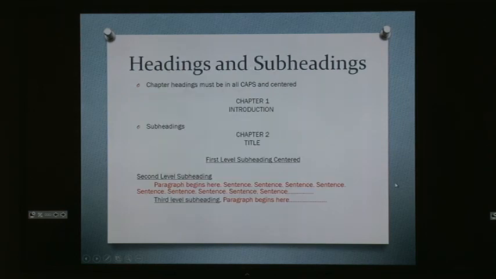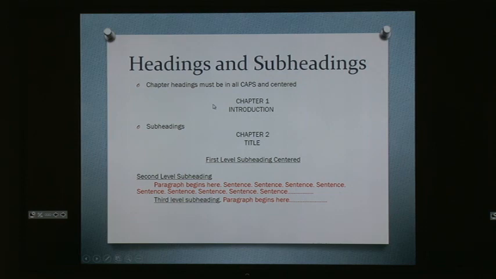Okay, so headings and subheadings. Again, these examples are in the thesis guide. The chapter headings are in all caps and centered. And then first level subheadings are centered. They can either be underlined or italicized, but whatever you choose, be consistent. Second level subheading is flush with the left margin. Third level subheading begins the paragraph, it's indented, and it's in sentence style.